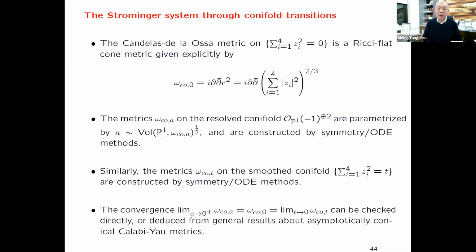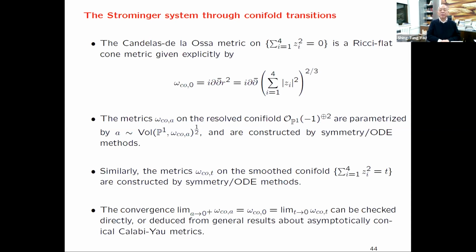Now, similarly, we can also construct metrics on the smooth conifold. We can construct, by the ODE method, some family of canonical metrics over there. So the first class of manifold is obtained by resolution. The second class is constructed by deformation.